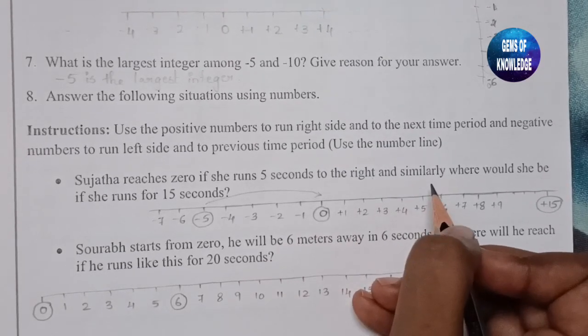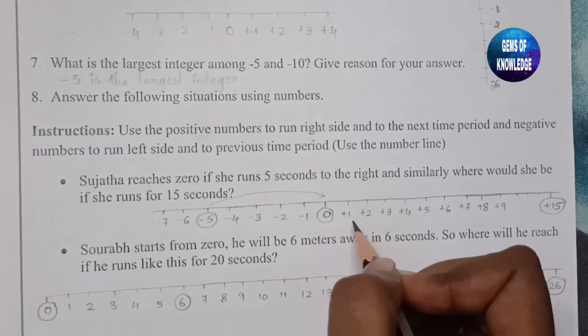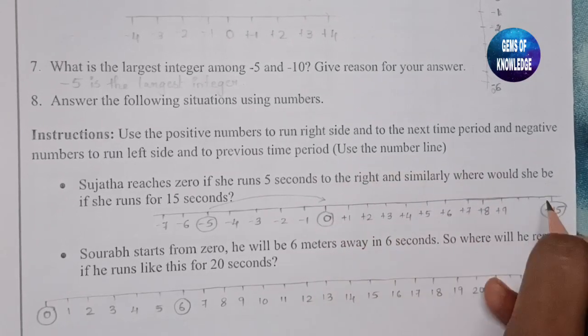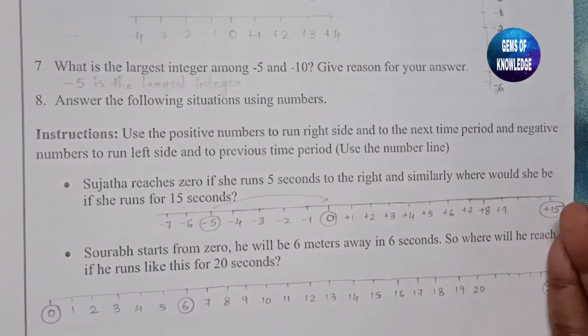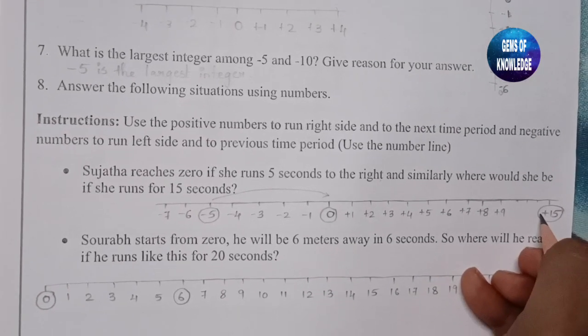And the next question asks, similarly, where would she be if she runs for 15 seconds? So from 0 only, she is running to the right side. It means if she runs 15 seconds more, where will she reach? So she will be reaching plus 15.